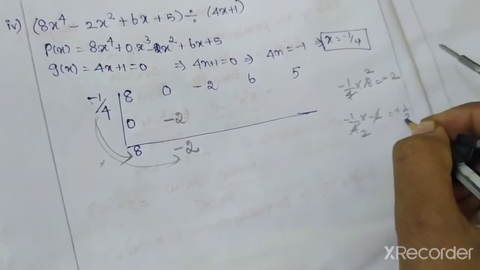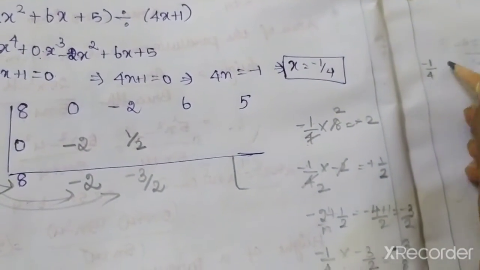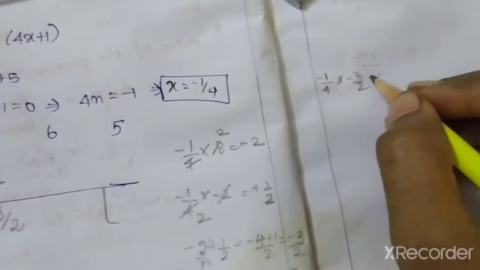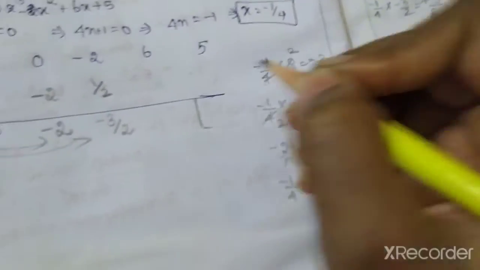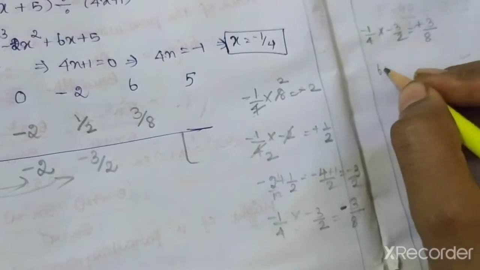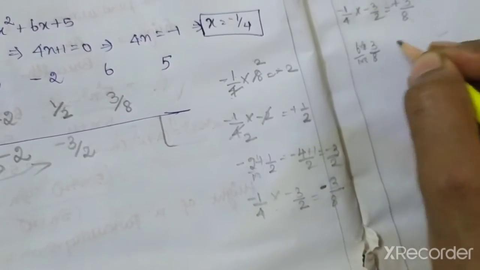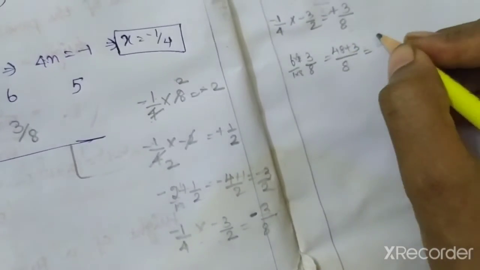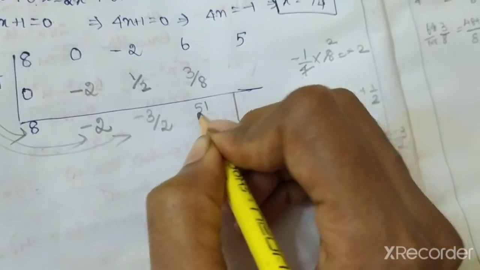So 1 by 2. Then what's the next term? Minus 1 by 4 into minus 3 by 2. Multiplying this and this, what are you getting? Minus into minus plus, 3 by 4 into 2 is 8. So 3 by 8. So adding this, 6 plus 3 by 8. The denominator is not the same. So multiplying 8, 6 eights are 48 plus 3. The denominator is common. So adding this, how much are we getting? 51 by 8.